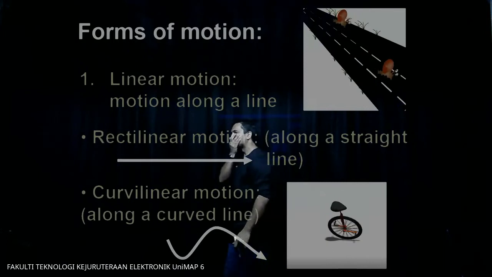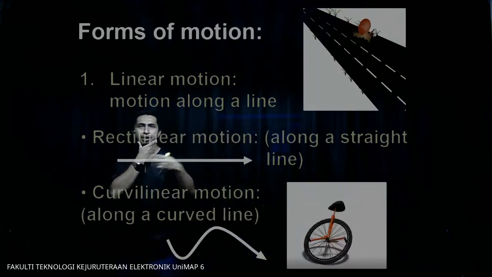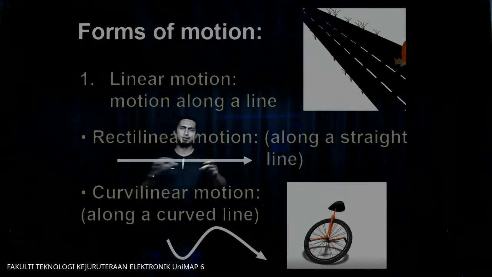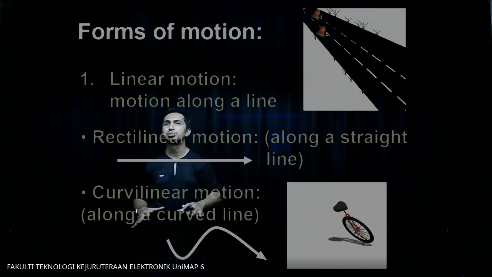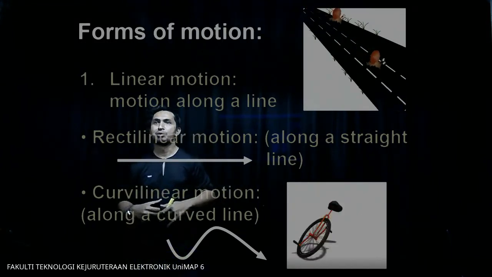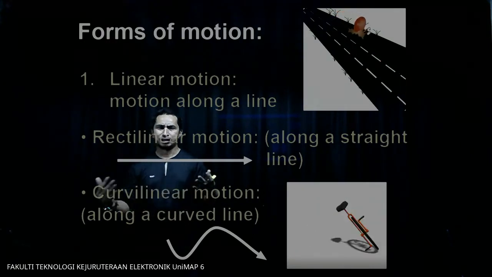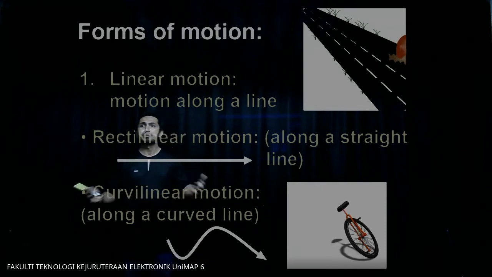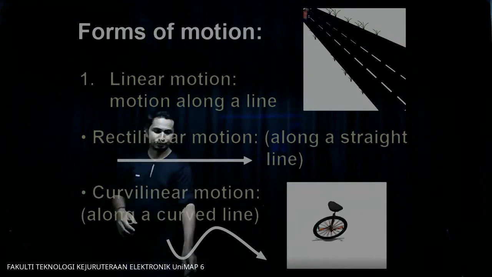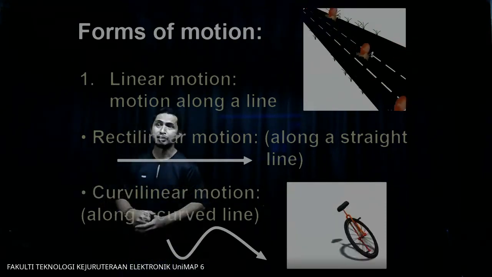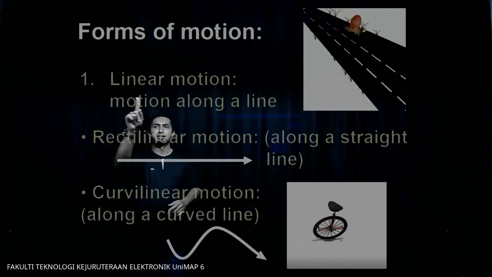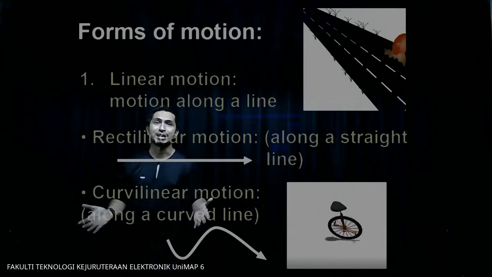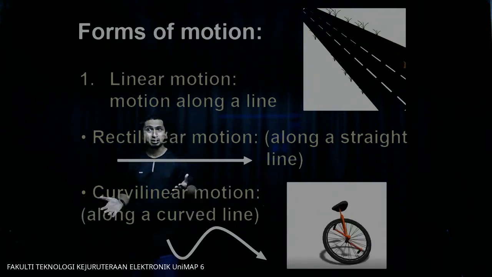Okay, now we have talked about reference plane, reference axis, and some terms that relate to our main body. Now there are, if I'm not mistaken, 3 types of motion that we can see here. The first one is linear motion. What is linear motion? Motion along a line.